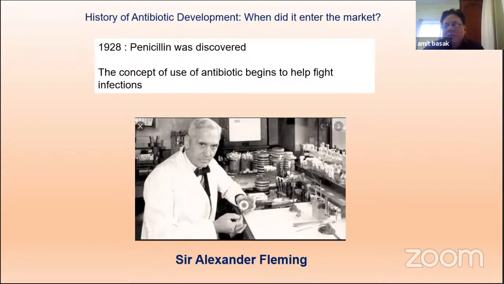So this is a very easy way to check whether a chemical has antibacterial activity or not, just by seeing whether the plate remains clear at some point or becomes hazy. Hazy means bacteria are growing. So Fleming was doing that.